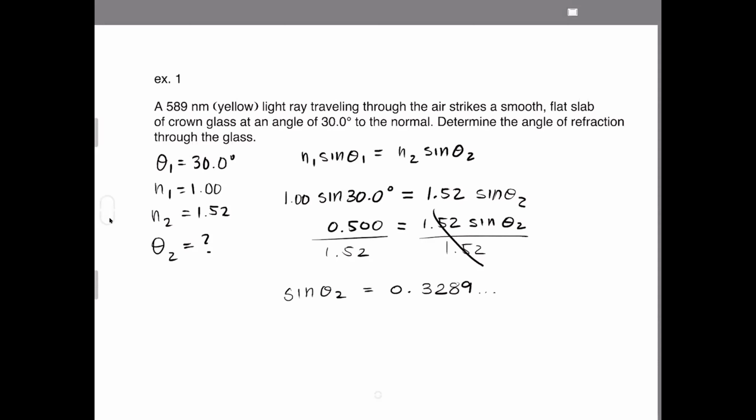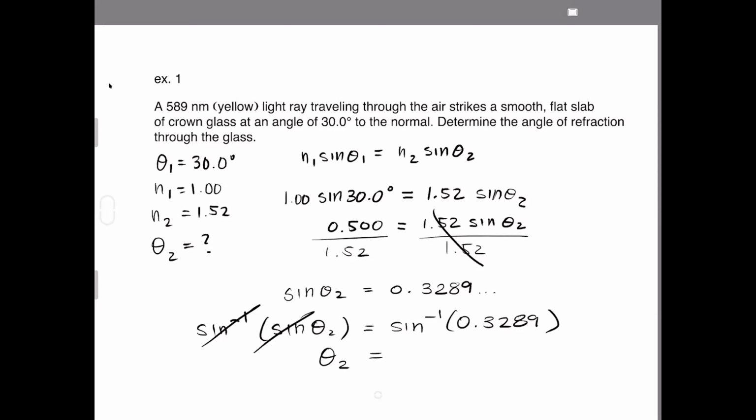Okay. What we need to do, and you can do this on your scientific calculator, is the inverse sine, like this. You do it on both sides of the equation. So what ends up happening on the left-hand side, when you do the inverse sine of sine, those two functions cancel each other out. And you're just left with the stuff inside of sine, which was theta 2.